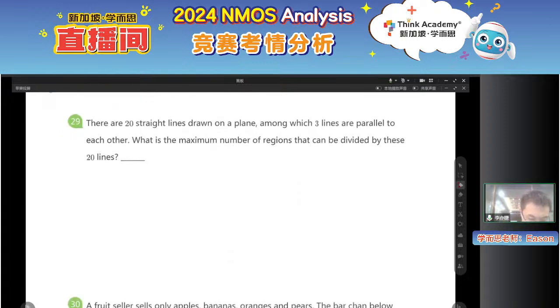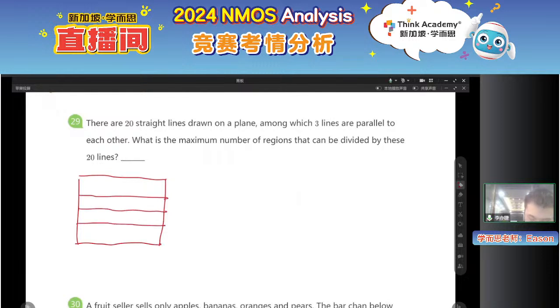The figure divides the plane. Three lines are parallel to each other. What is the maximum number of regions that can be divided by the 20 lines? For all these figure-divided-plane problems, we can use recursion logic to solve it. First, we draw 3 parallel lines. How many regions are there? We have 4 regions.